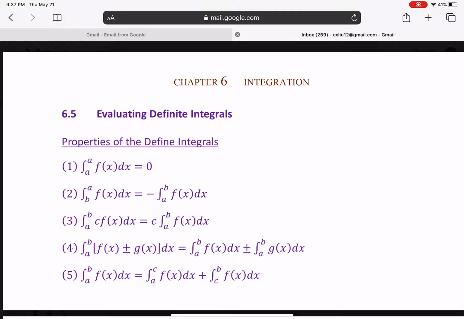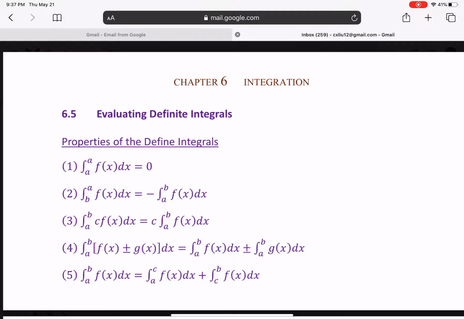We know the definite integral gives the area under the curve. So if you integrate it from a to a itself, that means you're going to get a zero width of the region. So consequently, the area under the curve is 0.